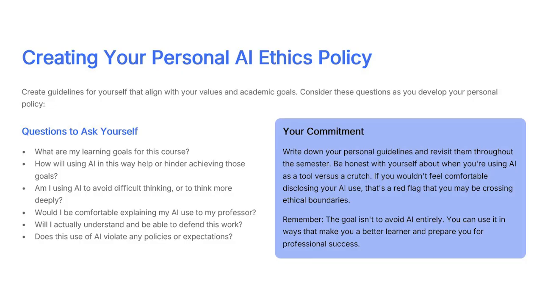So, creating your own personal AI ethics policy. Always ask yourself questions. What are my learning goals for this course? Go through your course learning objectives at the top of your syllabus. It should all be there. Some classes might also have it in Blackboard, but it'll tell you what the learning goals are. Know what those learning goals are, because that is what they're trying to get you to achieve at the end of the course.